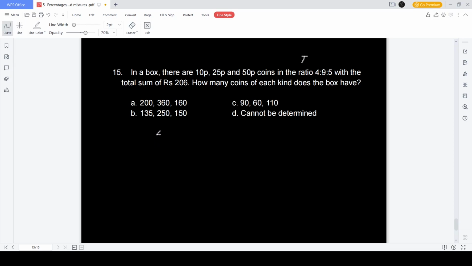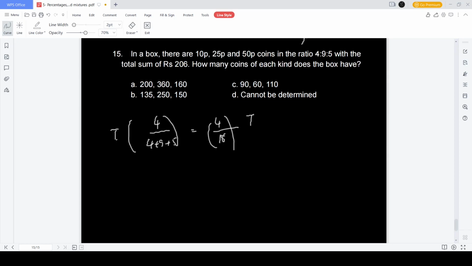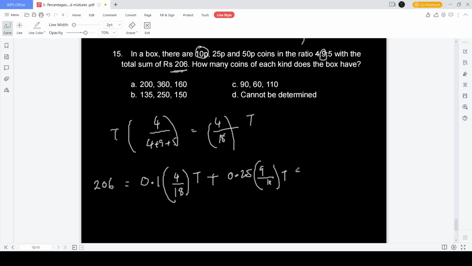then the number of 10 paisa coins is how much? That's nothing but 4 by 4 plus 9 plus 5, which is 4 by 18 into the total number of coins. Using this logic, we will write the sum of all the coins in the box. It's nothing but 206 is equal to, this is 10 paisa denomination, so we write it as 0.1 of a rupee, into 4 by 18, because we calculated it here, into the total, plus 25 paisa into 9 by 18 into the total, plus 0.5 rupee again into 5 by 18 into the total is equal to 206.